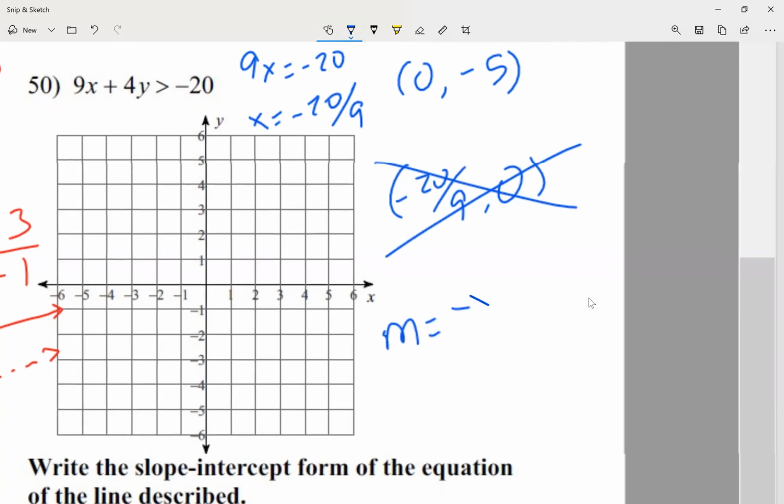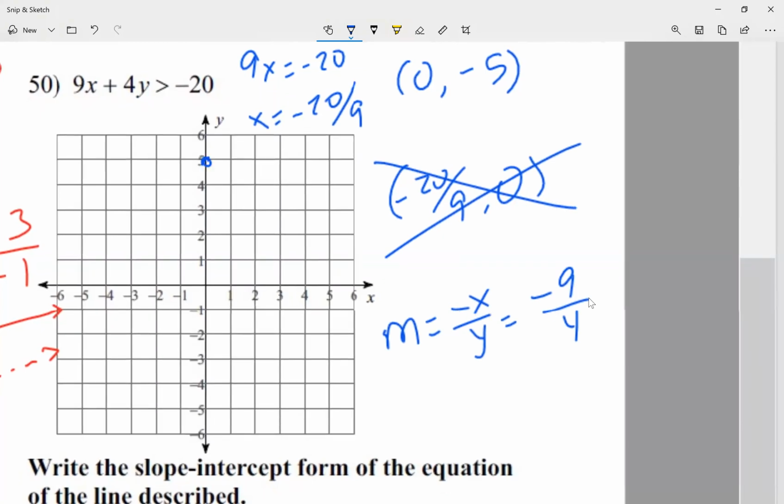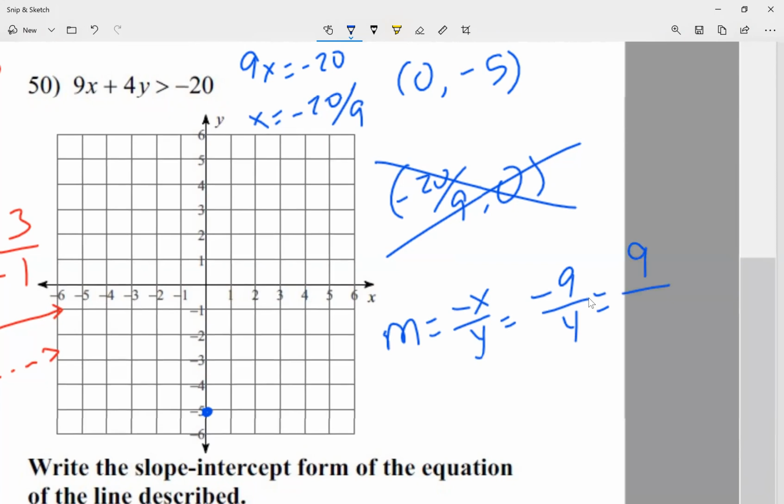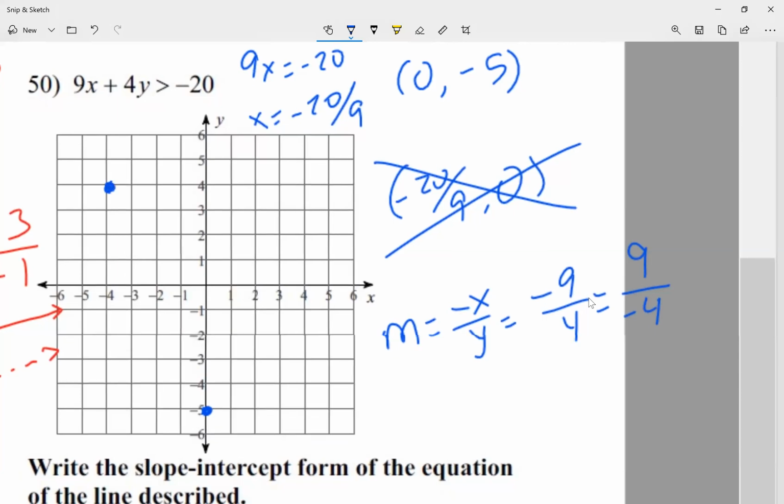I remember the slope is -x/y. So -9/4. I have a point, right? 0, -5. So 0, -5 is right there. My slope says go down 9, 4 to the right. I cannot go down 9. So I'm going to switch both signs. So +9, -4. So now this says go up 9. So from the point that I have, go up 9, 4 to the left. Based on my inequality sign, this is going to be dotted.